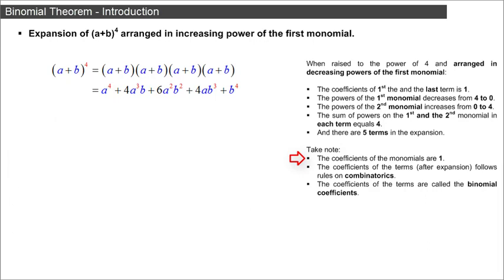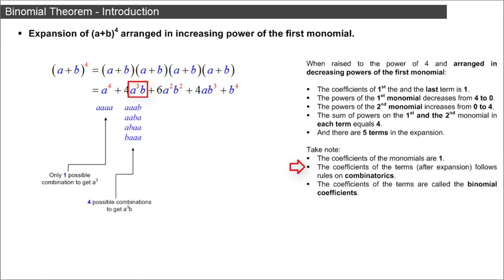Mathematicians eventually discovered and realized that the coefficients of these simple binomial expansions with coefficients of 1 follow the laws of combinatorics. Now, what is that? Looking at our example here, the only way we could get an a to the power 4 term from this expansion is if we have a from each of the factors multiplied and only one such term is possible, therefore we put a 1. The second term is a cubed b, and let's trace the ways we could get that term out of this expansion.